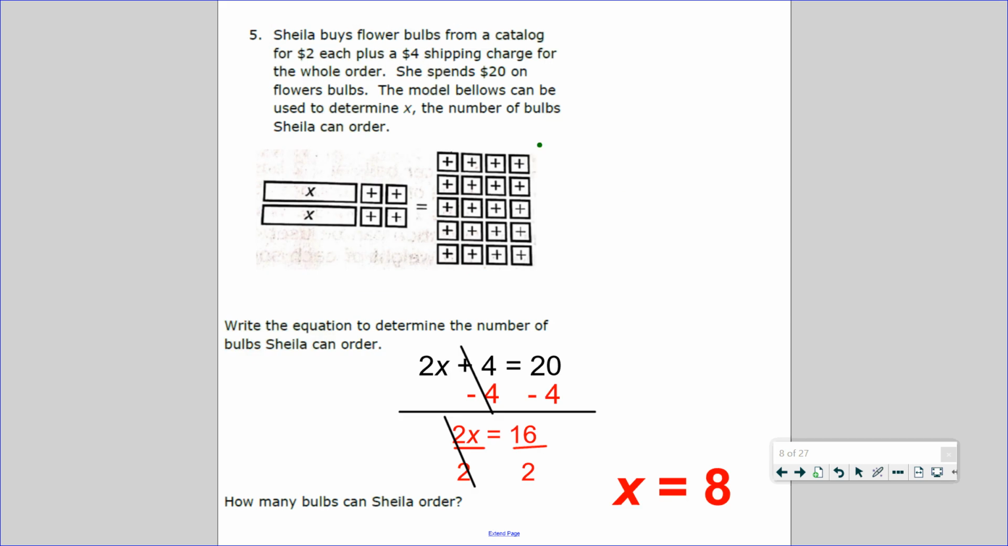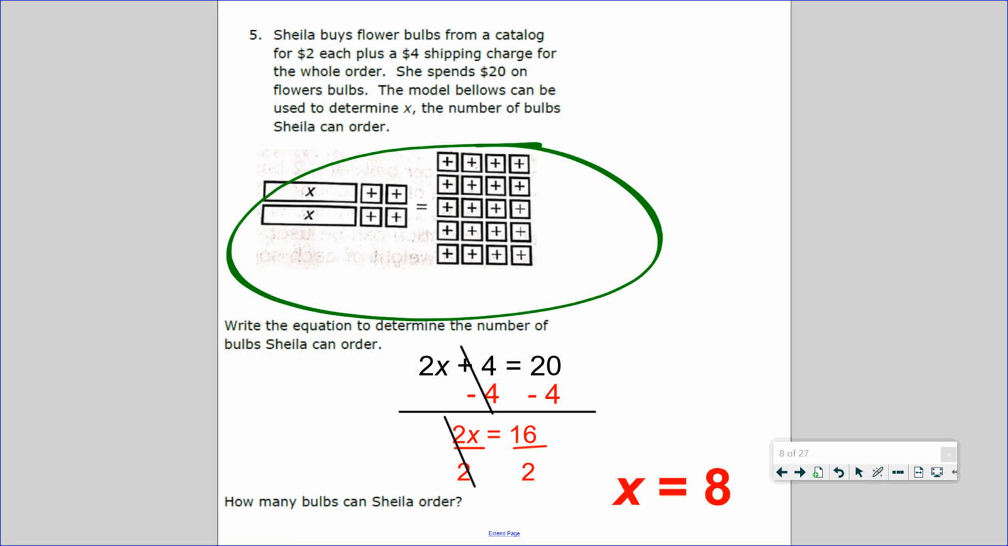So here is a model. Write an equation to determine the number of bulbs Sheila can order. So 2x plus 4 equals 4, 8, 12, 16, 20. So we subtract 4 from both sides. Cancel, cancel. 2x equals 16. Divide both sides by 2. X equals 8.